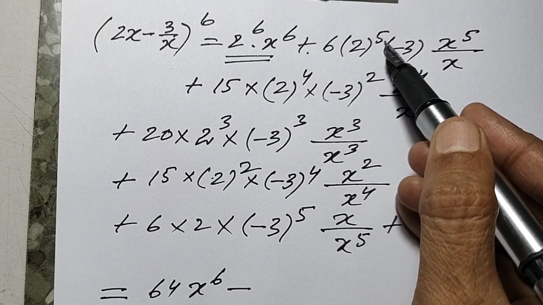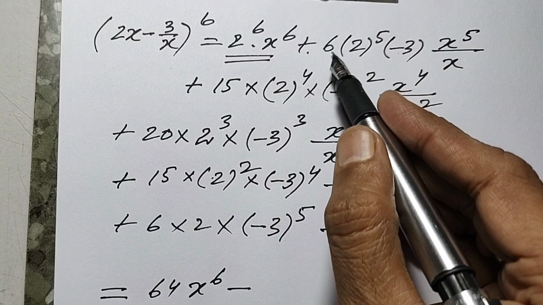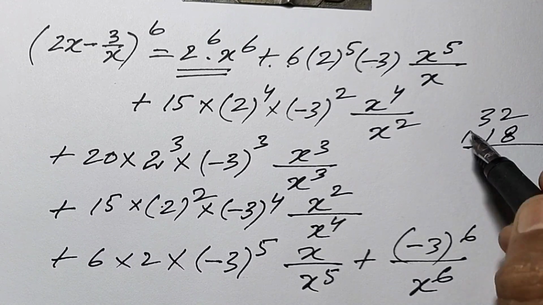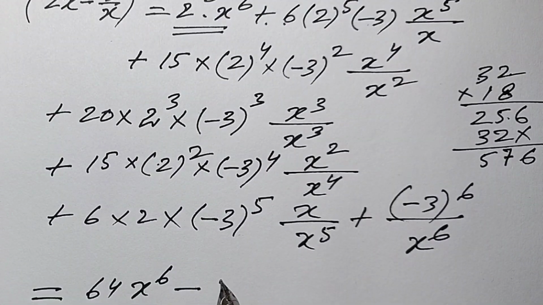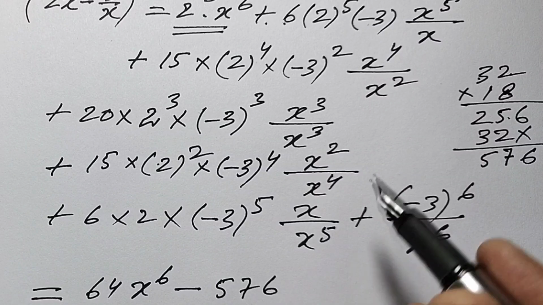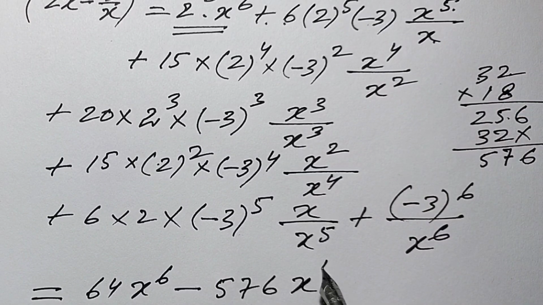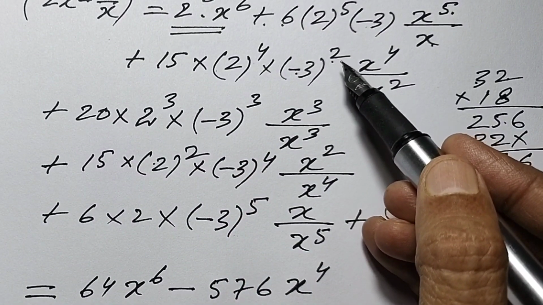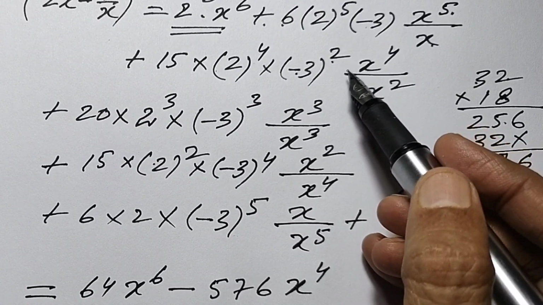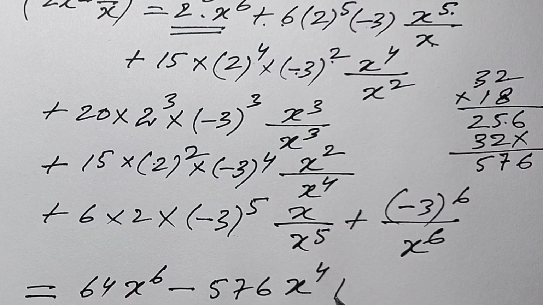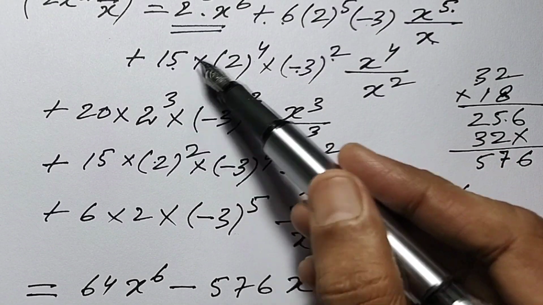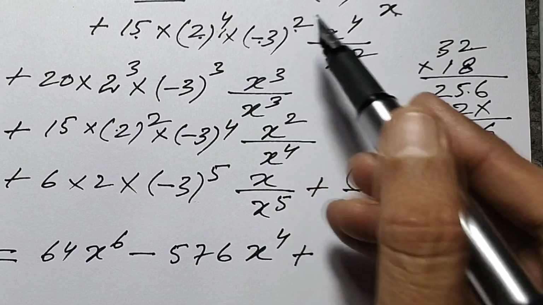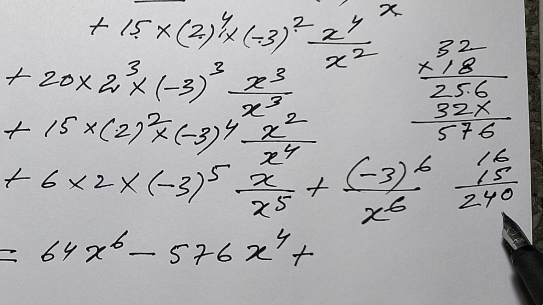three numbers, 2 raised to the power 5 is obviously 32, so 32 and 6 3s are 18, so that is 576 is the numerical factor after simplification, and we have x raised to the power 4. In the next term we have minus 3 square. As you know well, if there is even power of minus, it becomes plus, so the coefficient will be plus, so we will write plus over there, and we have to multiply 15 into 2 raised to the power 4, which is equal to 16, and the next number is 9, so we have to multiply it by 9.